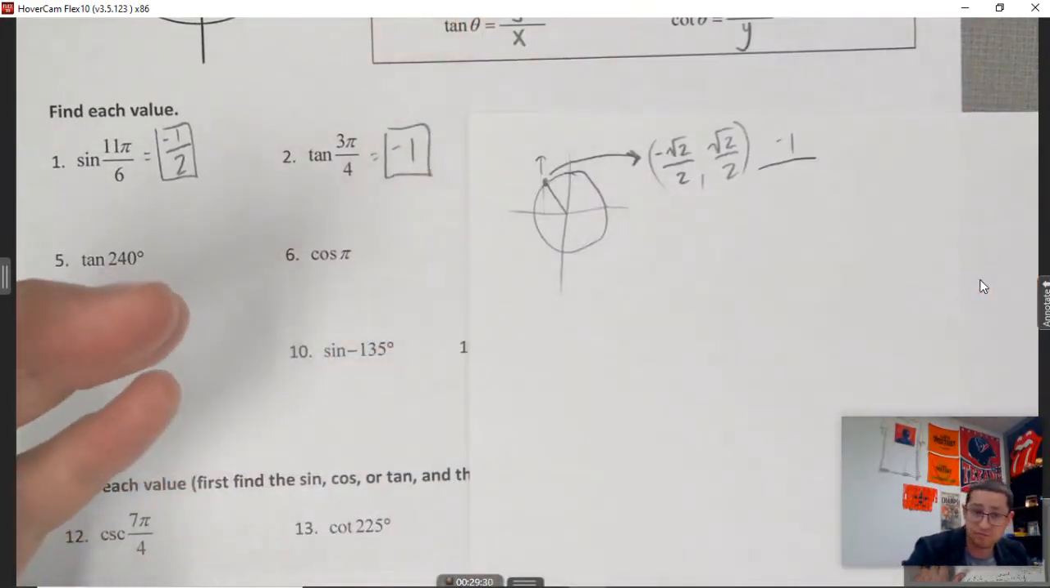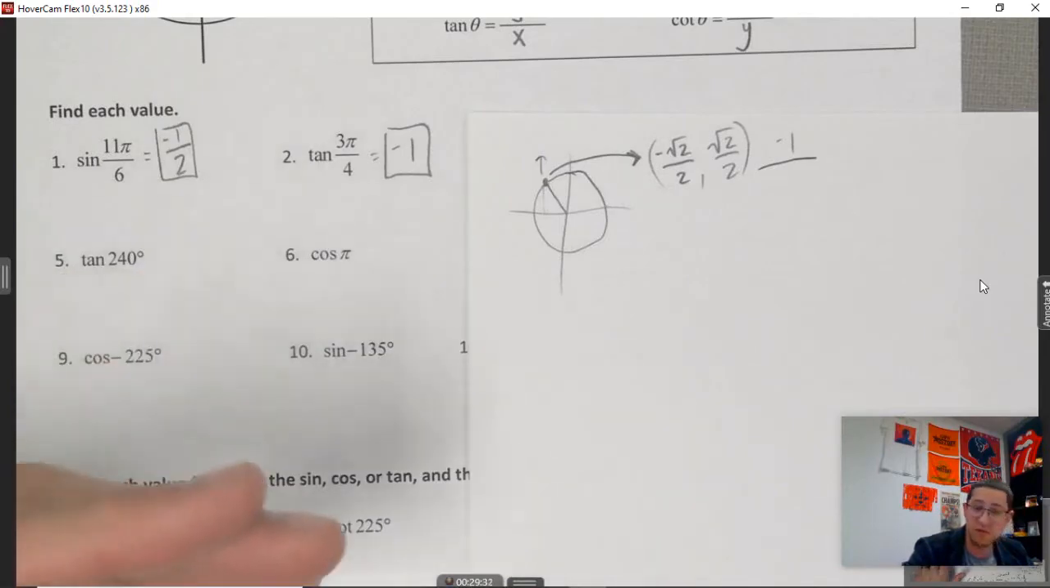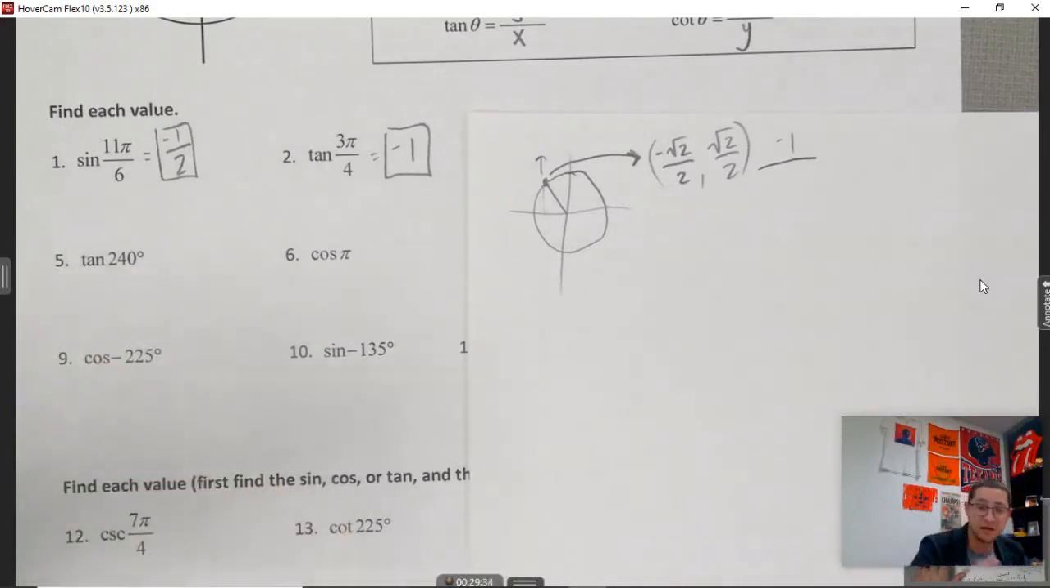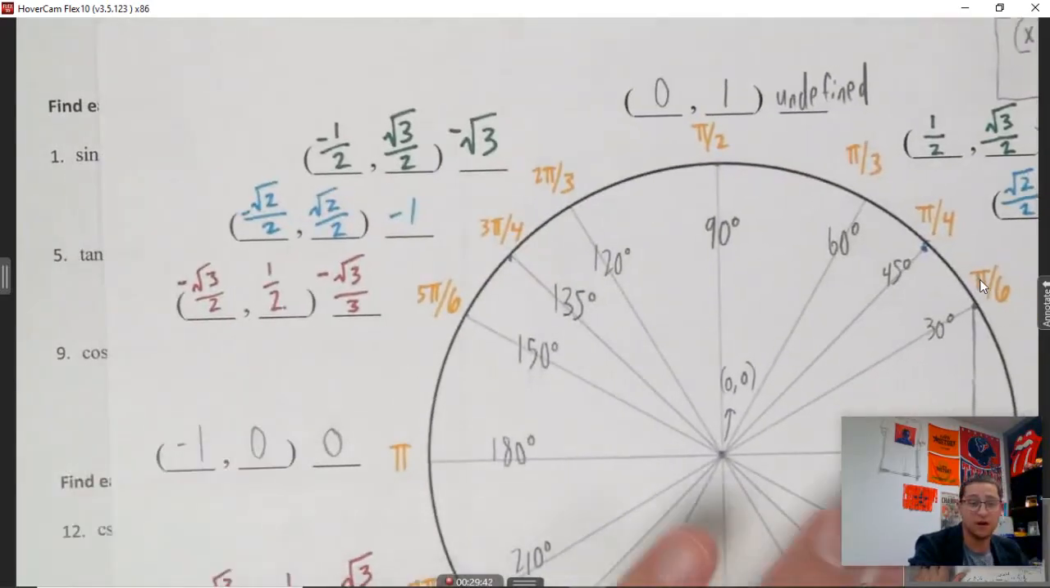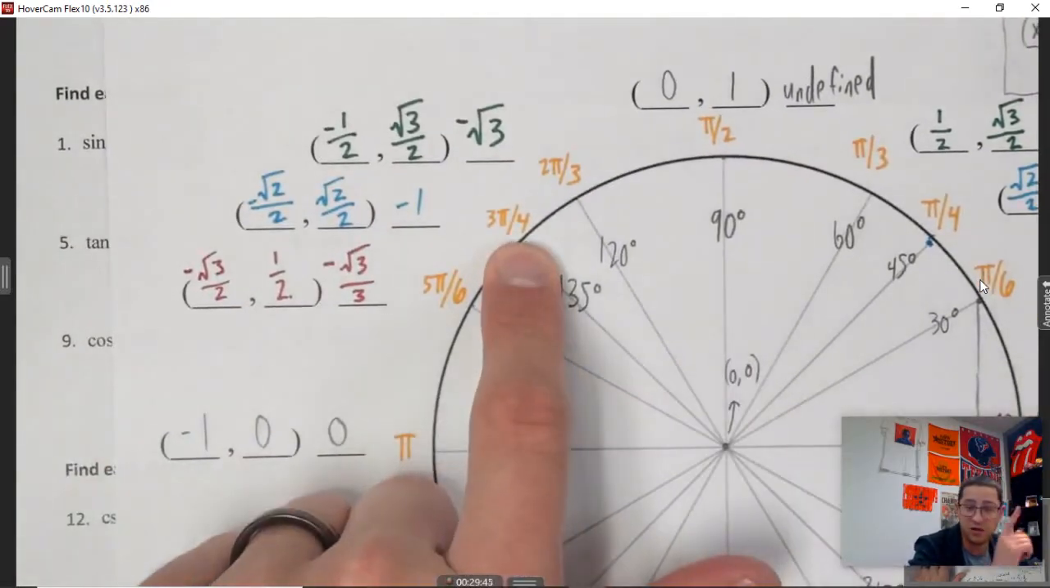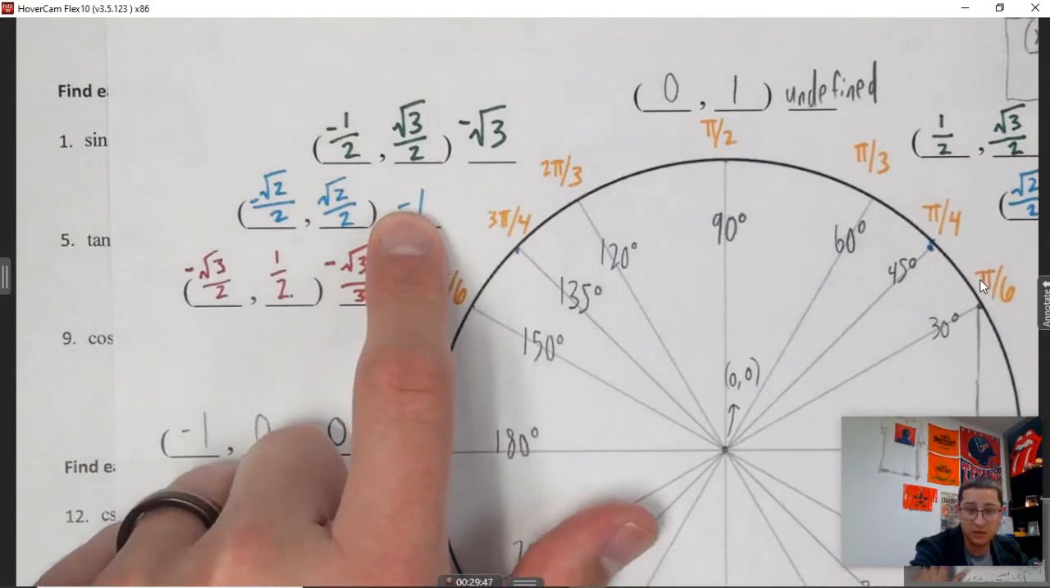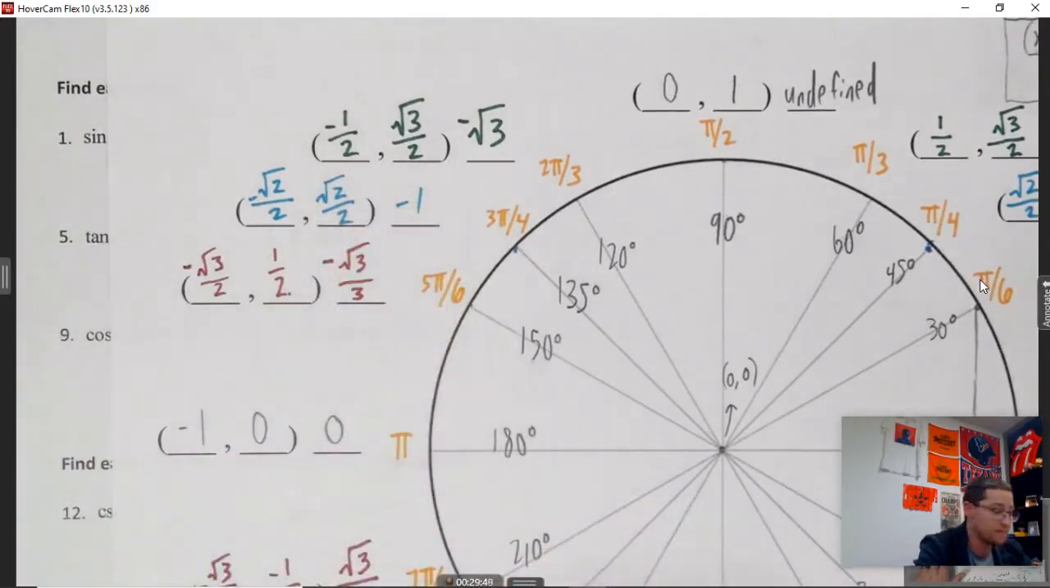That's the process. Notice how I didn't memorize it, but I used the pieces of the unit circle that I knew and got there quickly. Just to confirm, here's the visual of what we have just done. 3 pi over 4, there's my angle. There's my tangent, right? There it is.